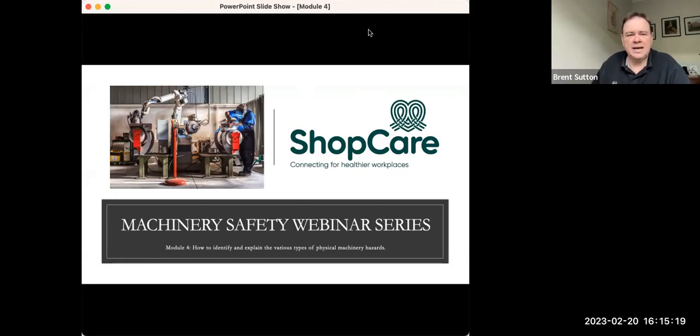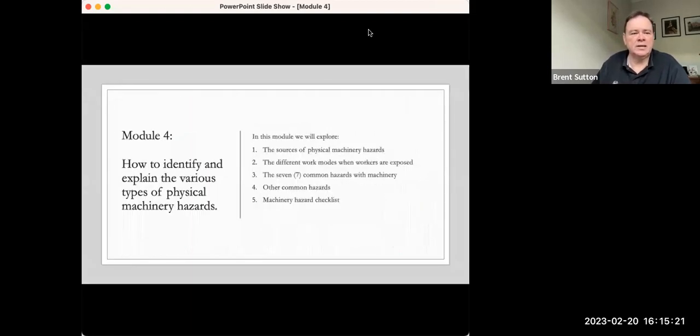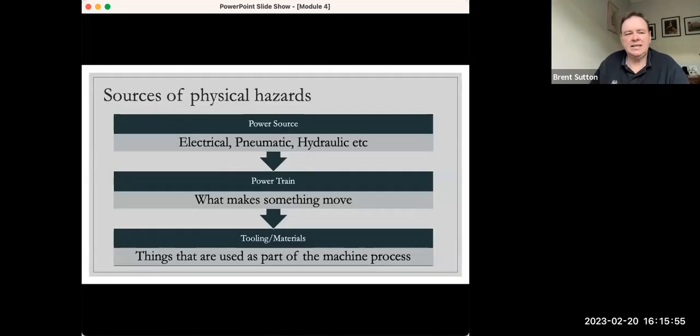And in part 4 today, we're going to be exploring how to identify and explain the various types of physical machinery hazards. I'm going to break that into 5 components. The sources of harm, how the different work modes around harm when workers are exposed, the 7 common hazards with machinery, some of the other common hazards, which are sort of on the health-related side, and also what's called a machinery hazard checklist.